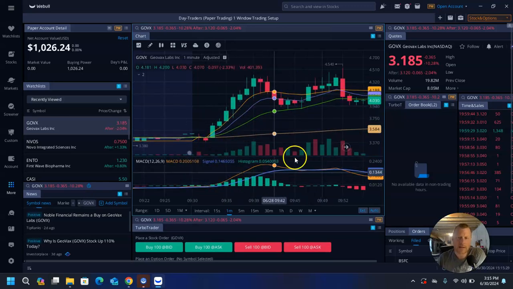And the MACD is just a simple indicator you can add to your chart. There's some other indicators I use. This is VWAP, the volume weighted average price. And then this is the 9, the 20, and the 200 EMA. And then this is the MACD. And then I have volume bars and then my chart itself. Those are the only indicators I use when I trade.